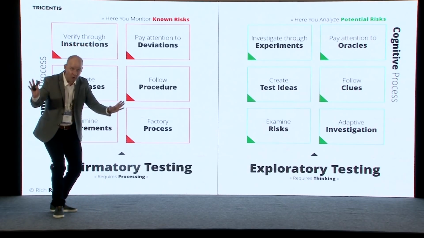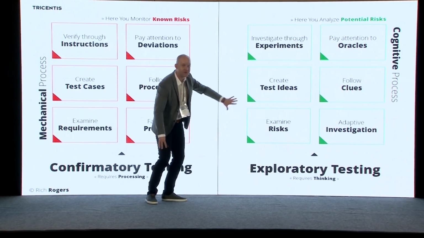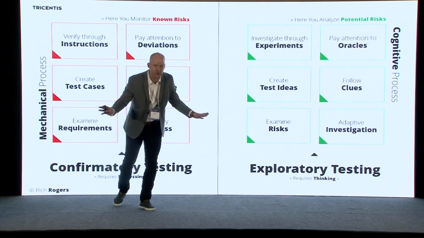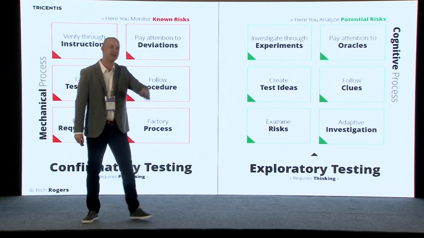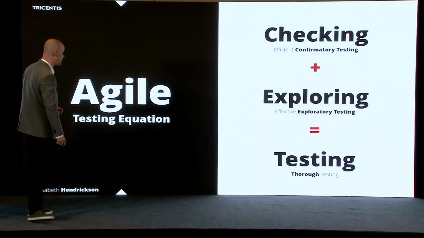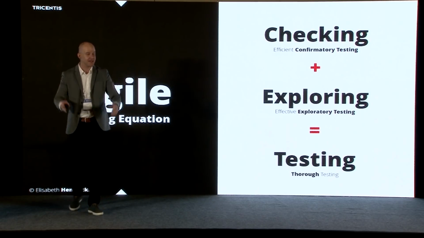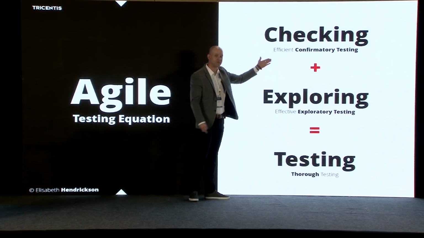Now, don't get me wrong, guys. I'm not saying here that we value exploratory testing over confirmatory testing. That would be way too simple, okay? All I want to say is it's not just about the one, and it's not just about the other. It's about both at the same time, guys. And so we regard something as thoroughly tested when it has been checked by efficient, formal, confirmatory test automation.